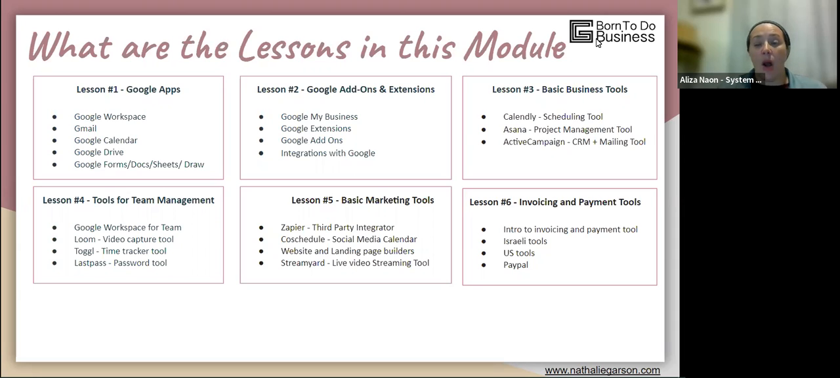Lesson 5 was about basic marketing tools. So we talked about Zapier, which is a third-party integrator. It's actually kind of the connector between all different tools. We discussed CoSchedule, a social media calendar and scheduling tool, website and landing page builders, what are the differences when you need one or the other, and StreamYard, the live video streaming tool.